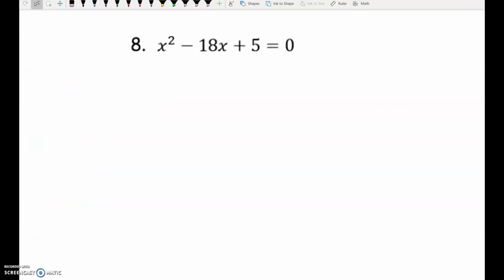If you tried to factor number 8, you would get stuck. It's not factorable. This 5 is a problem. So I'm going to move the 5 to the other side and get it out of my way. So I'm going to subtract 5 on both sides and leave a blank on the left so that we can complete the square.